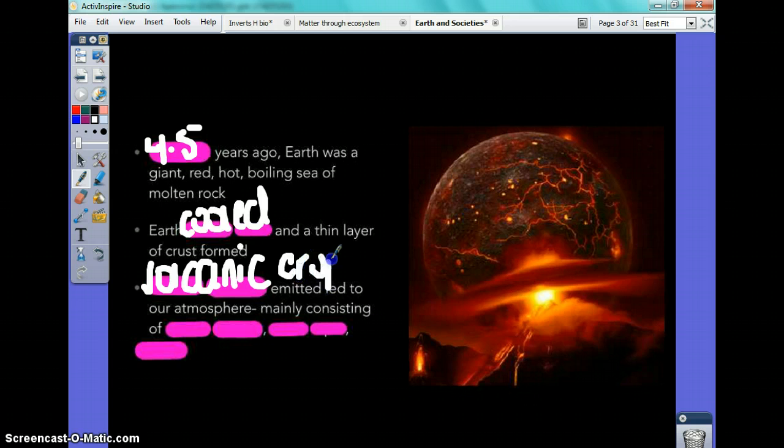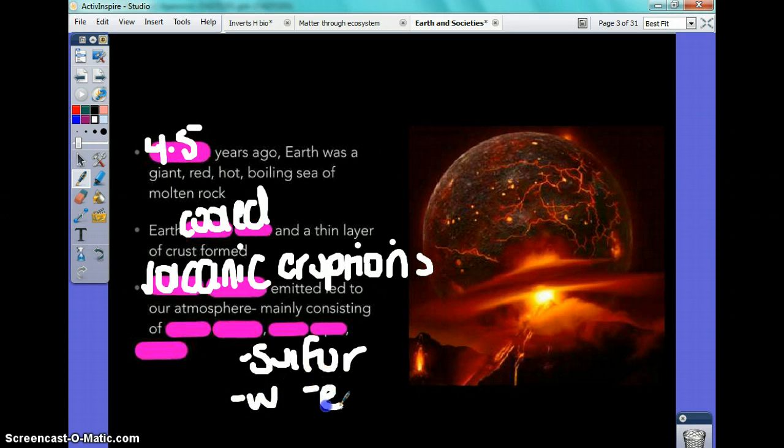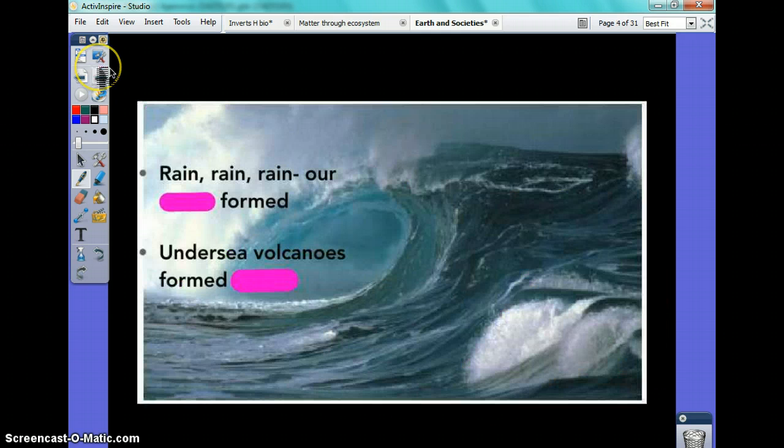Nitrogen, carbon dioxide, water vapor, and sulfur. Yeah, volcanoes emit carbon dioxide, water vapor, and sulfur. So then it rains and it rains and it rains, and what formed? The ocean. Right. And then the undersea volcanoes formed what? Right, islands.